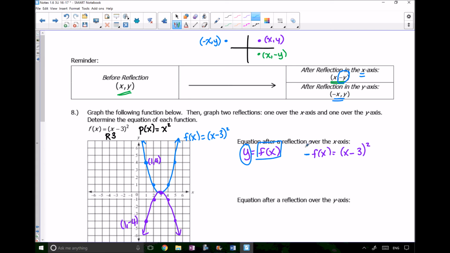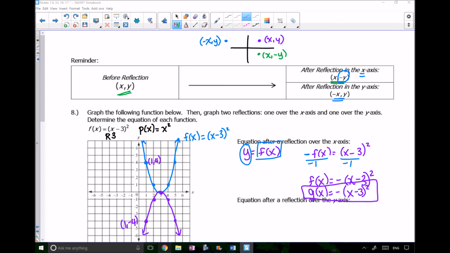But I'm not allowed to have a negative f(x). I can only have a positive f(x). So to get rid of it, I'm going to divide both sides by -1, which means that my new function is going to be f(x) equals the negative (x - 3) squared. We can't call this f(x) because that's the original function that we had here, so we're going to call this g(x) is equal to negative the quantity (x - 3) squared. And that's the equation that I should end up getting.